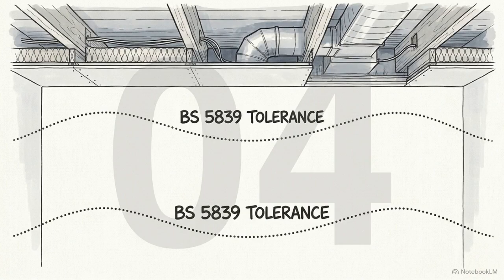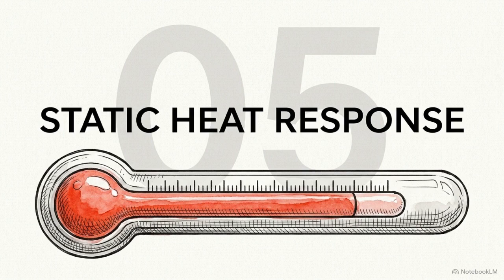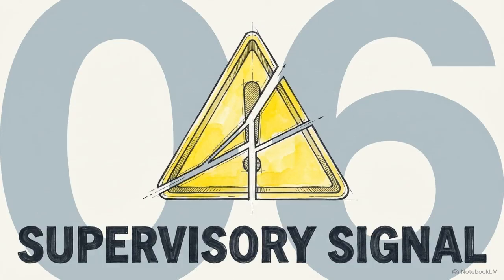4. What are the BS 5839 limits for smoke detector placement? Between 25 mm and 600 mm below the ceiling. 5. What is the static response delta for a heat detector? No less than 29 degrees Celsius above average ambient temperature. 6. What is a supervisory signal? A panel alert indicating the status of a critical integrated system, like a sprinkler control valve.